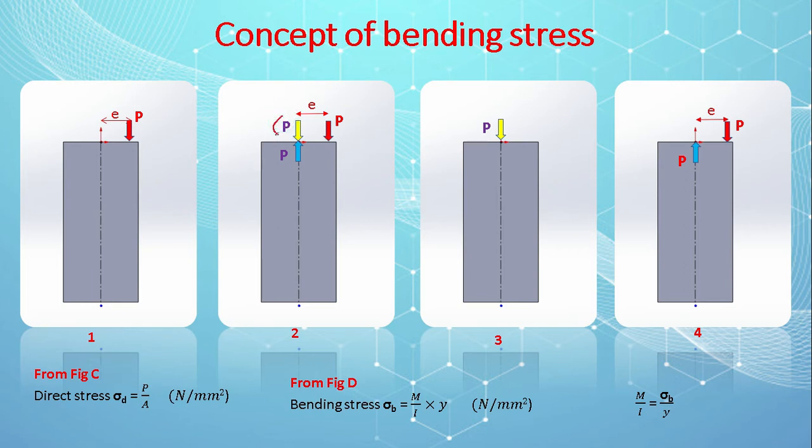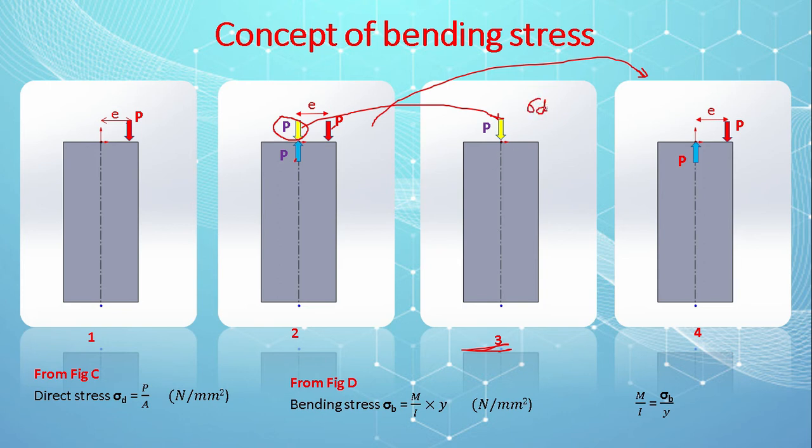The effect of this P we will study in this figure number 3, and the effect of this P and this P we will study in this figure number 4. As this P is applied along the axis of this column, only direct stress is produced in this body. Bending stresses, as there is no eccentricity, there will be no bending stresses. In this case only direct stresses, sigma d, get produced in this body.